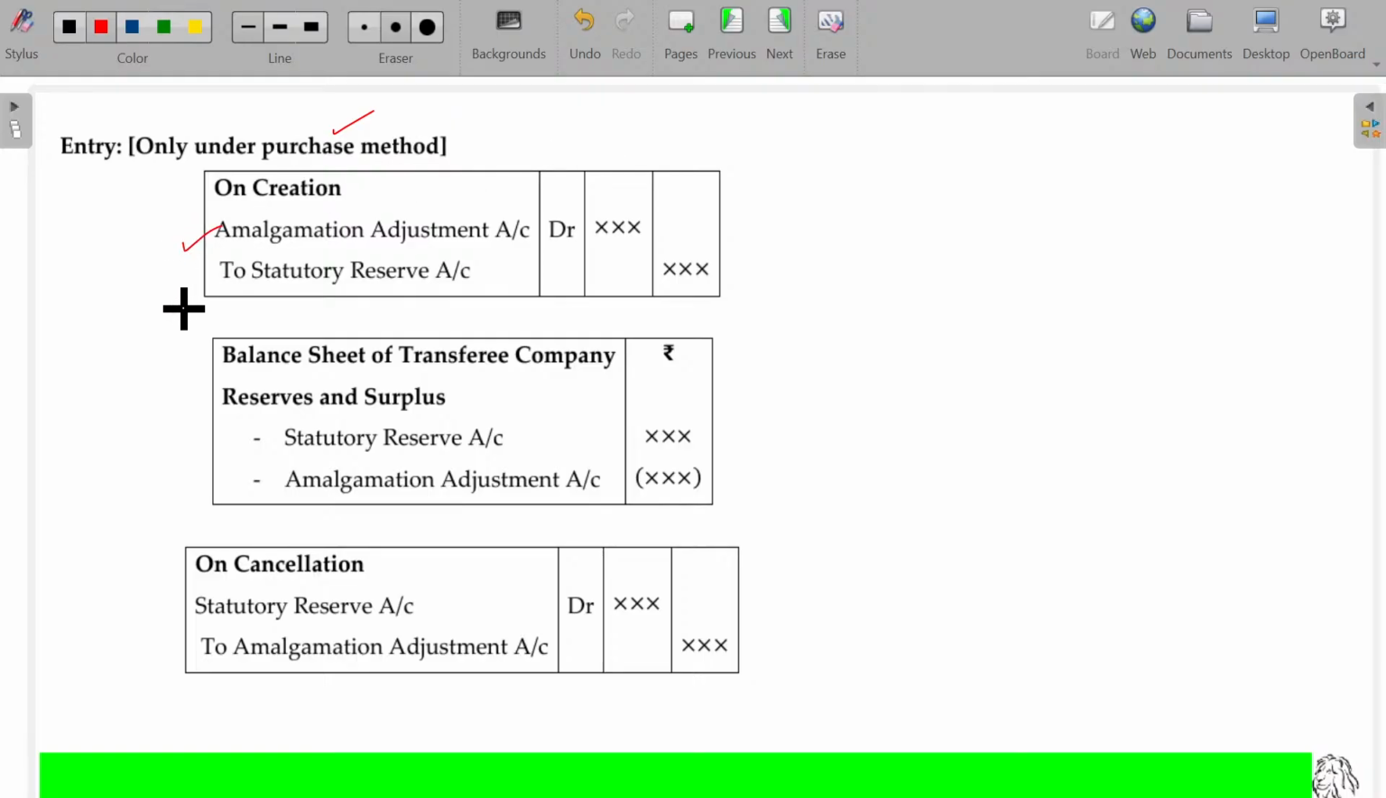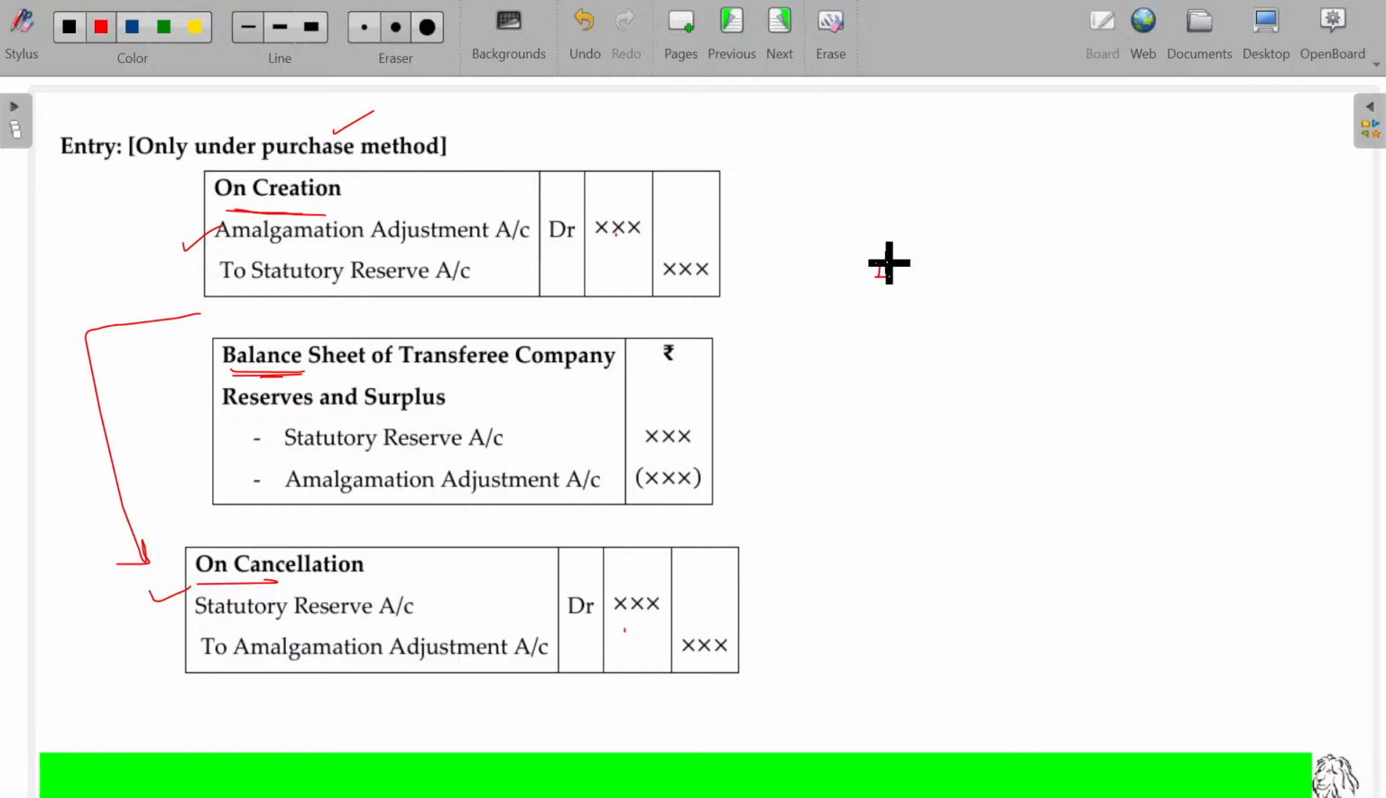Amalgamation adjustment account debit to statutory reserve on creation. As per the legal requirement, the statutory reserve is to be kept for 3 years or 4 years; that's how the information may be given. After the end of the 3 or 4 years, that may be totally cancelled. You can simply cancel that. So on cancellation, this entry is reversed. Temporarily you are showing and later on cancelling. How can you record that in the balance sheet? This is about the journal entry. How can you show this?